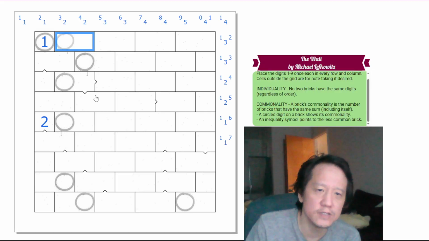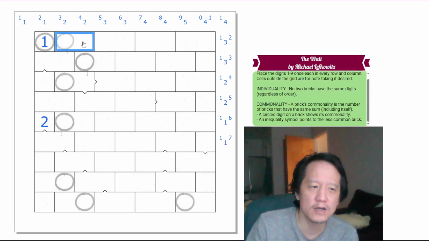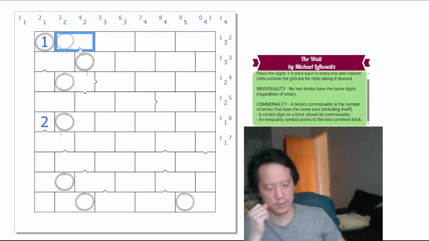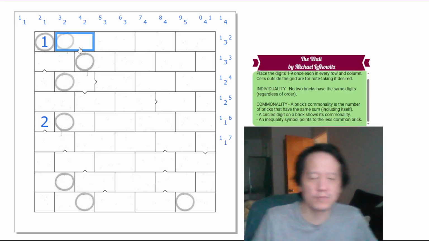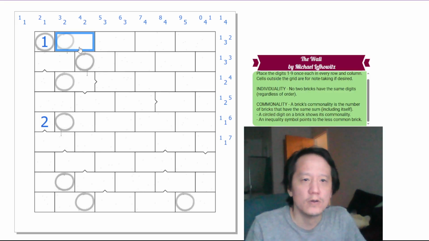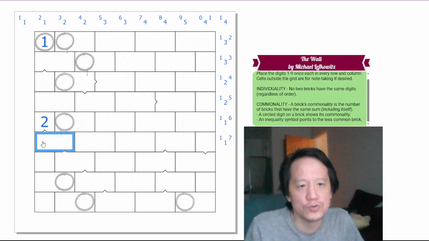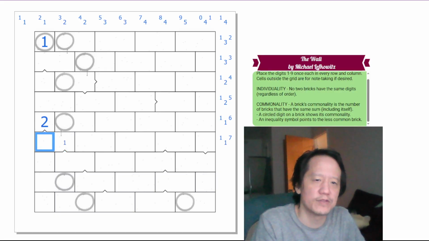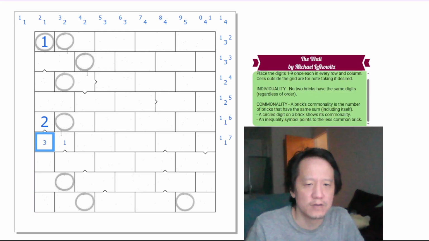What 2 digits have to add up to it? This is commonality 2 with 2 digits. So it's 3 or 4, which both require a 1. So it cannot be 1, 2. It could be 1, 3. Or it's 7, 8, 9. We don't know.